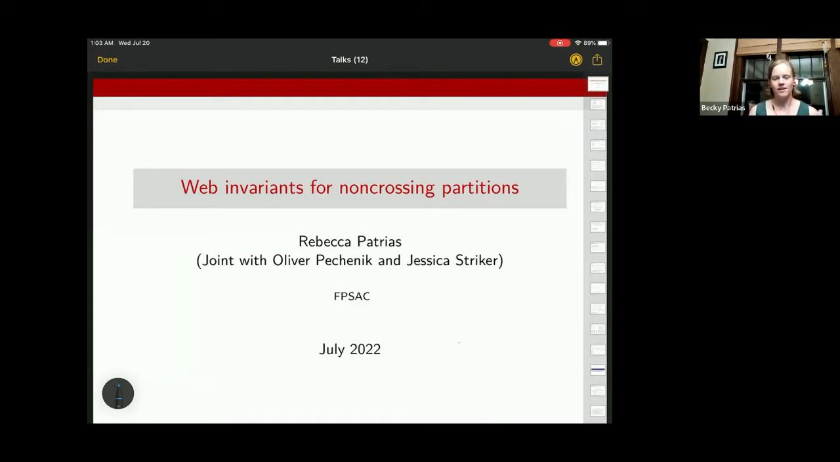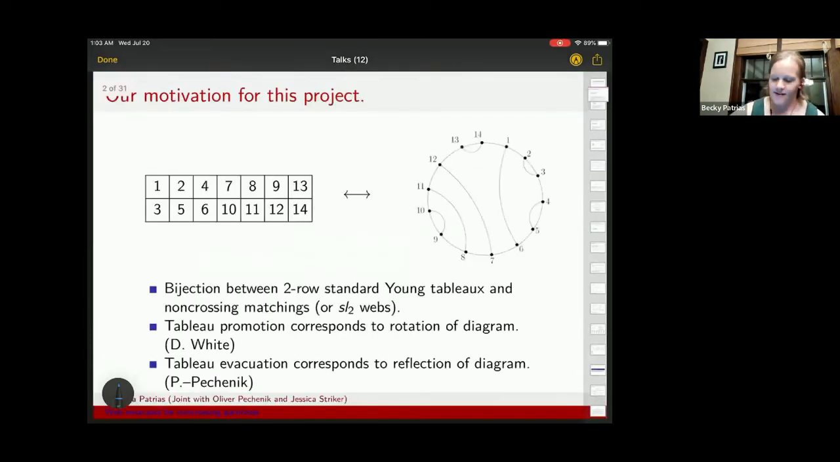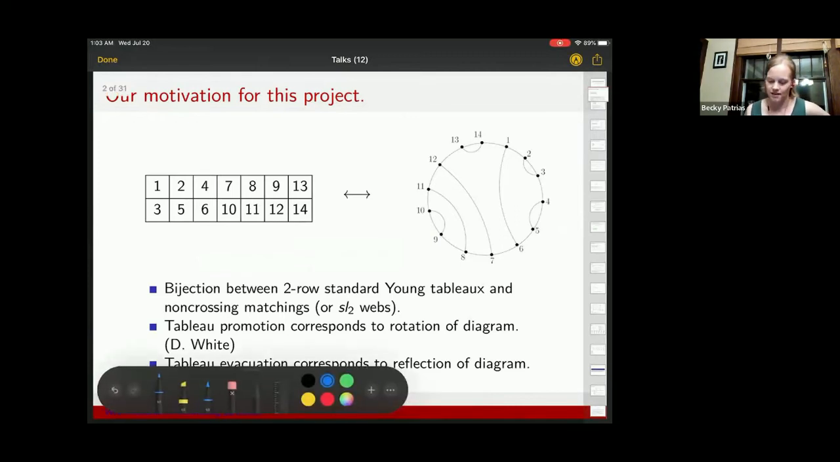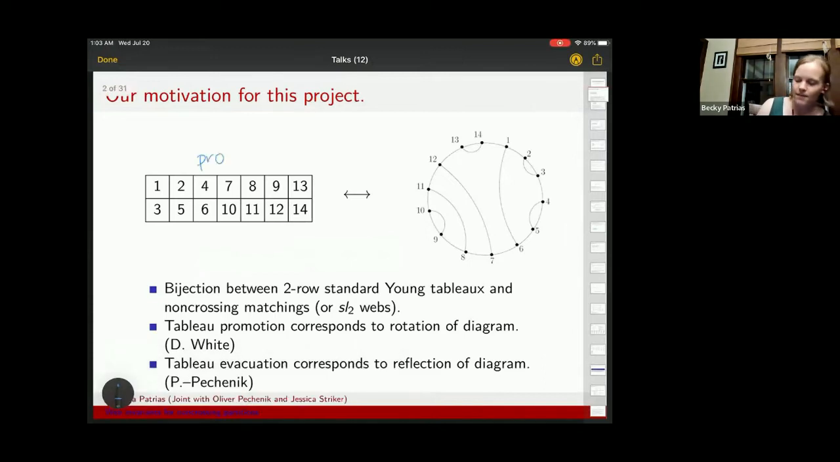What I want to do first is tell you how we came to the question that we ended up answering. So what was our motivation here? All right, so there's a well-known bijection between two-row standard Young tableaux and non-crossing matchings, like we see here. In this bijection, if I do promotion on my tableau, that corresponds to rotation of my matching. If I do evacuation on my tableau, that corresponds to some reflection of my matching.